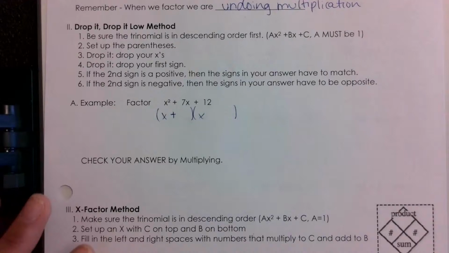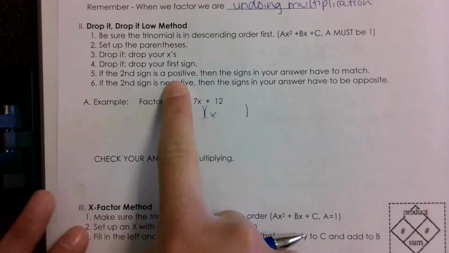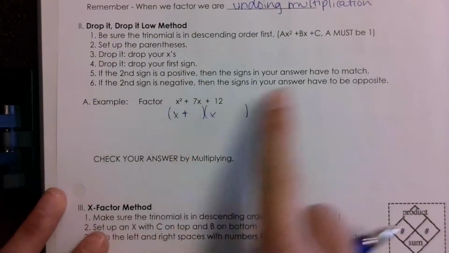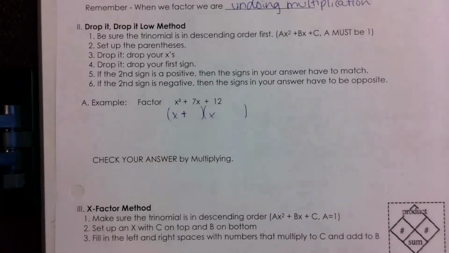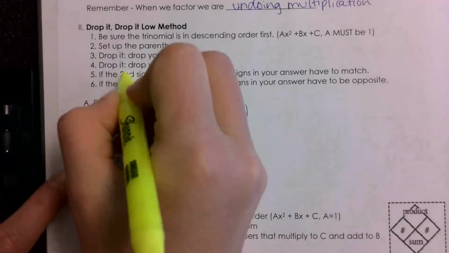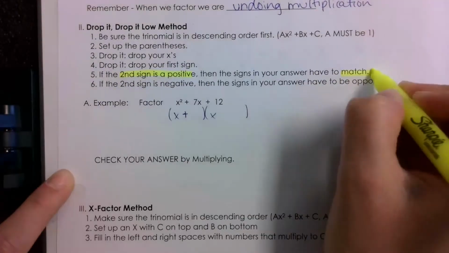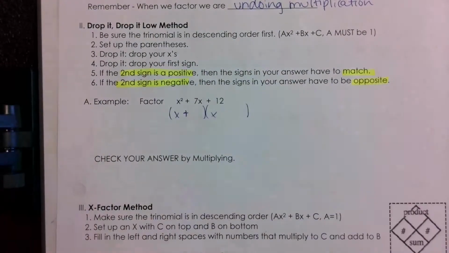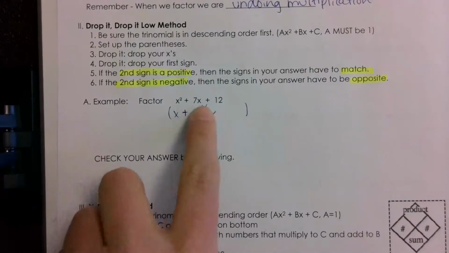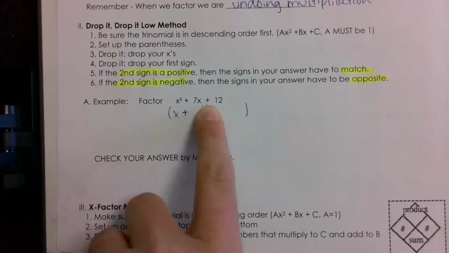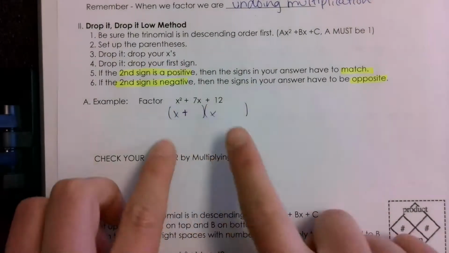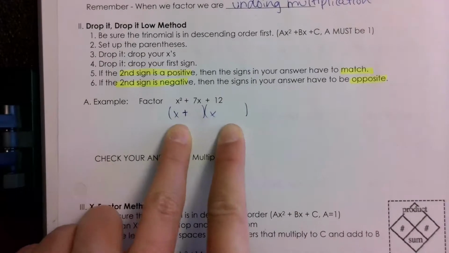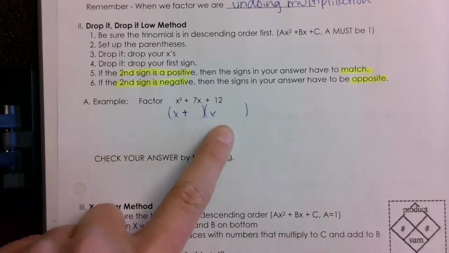If your second sign is positive, then the signs in your answers have to match. I'm going to highlight that. So if your second sign is positive, then your answers are going to match. If your second sign is negative, then your answers are going to be opposite. So for ours, the second sign is positive. So that means the signs in our answers have to match. So if we already have a plus, we need another plus.